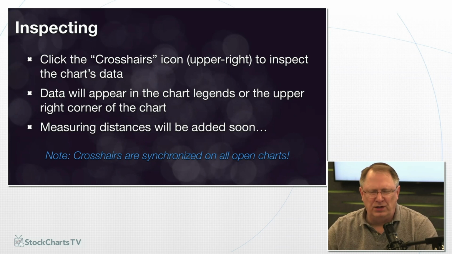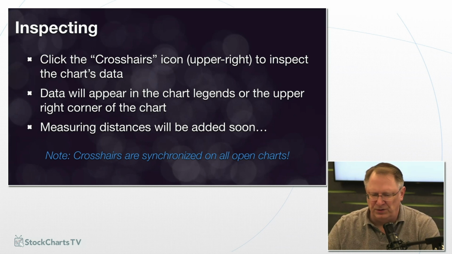We can't quite do that yet in ACP. That will be coming shortly, where you can click and drag to see how many bars or how much percentage things have changed. And then the final thing, notice in my demo, I'm going to do this in just a second, the crosshairs are synchronized. So when they're moving on a daily chart, they'll move very quickly, but you'll also see them on the weekly chart and they'll be moving slowly, but they'll stay in sync. It's really kind of a neat feature.